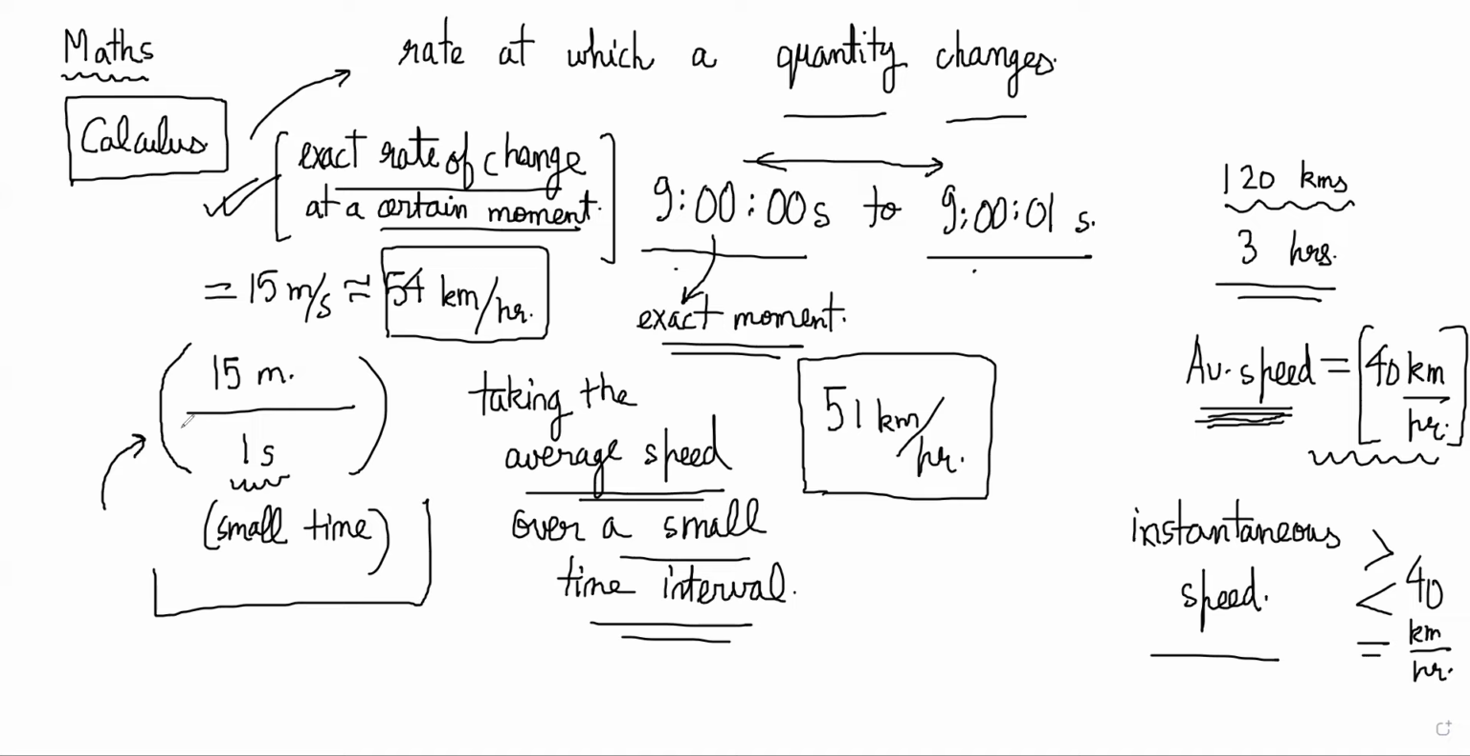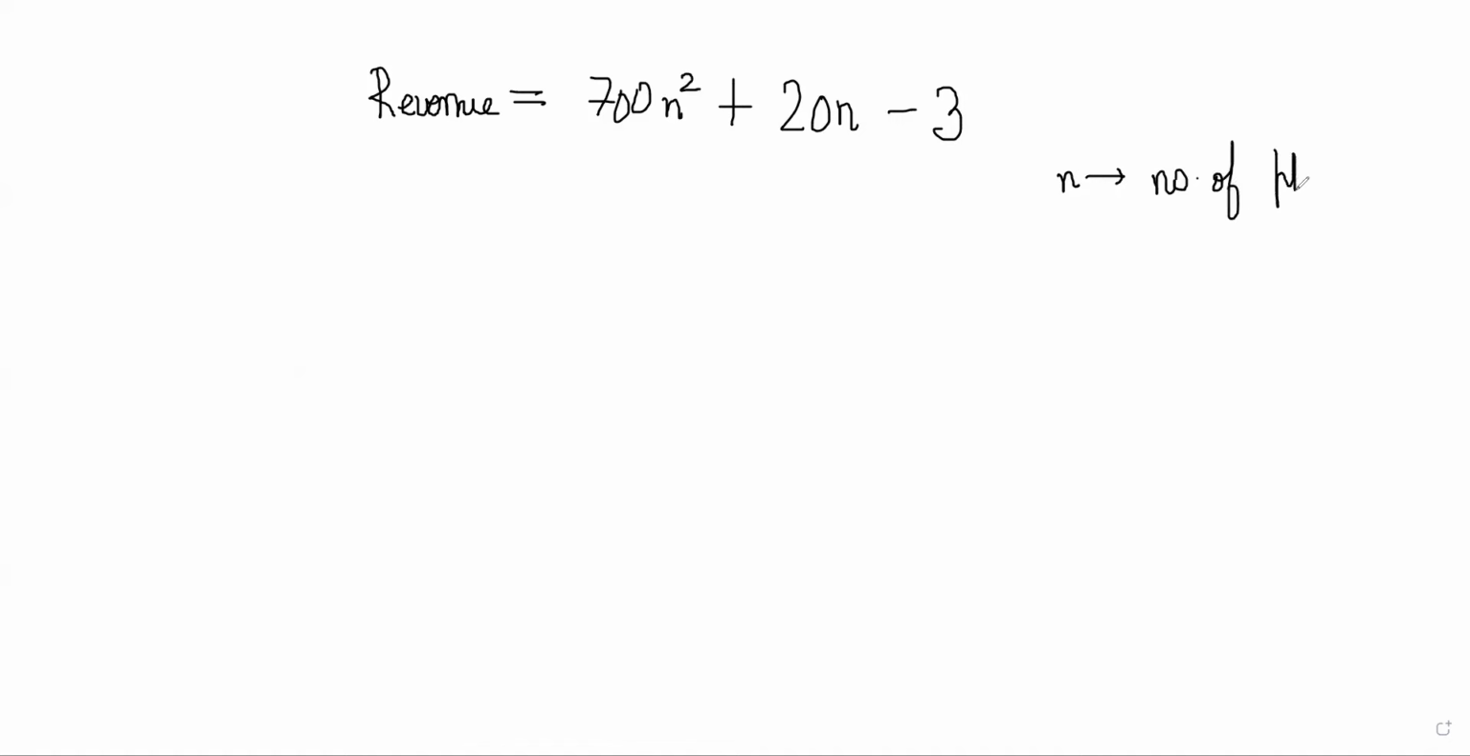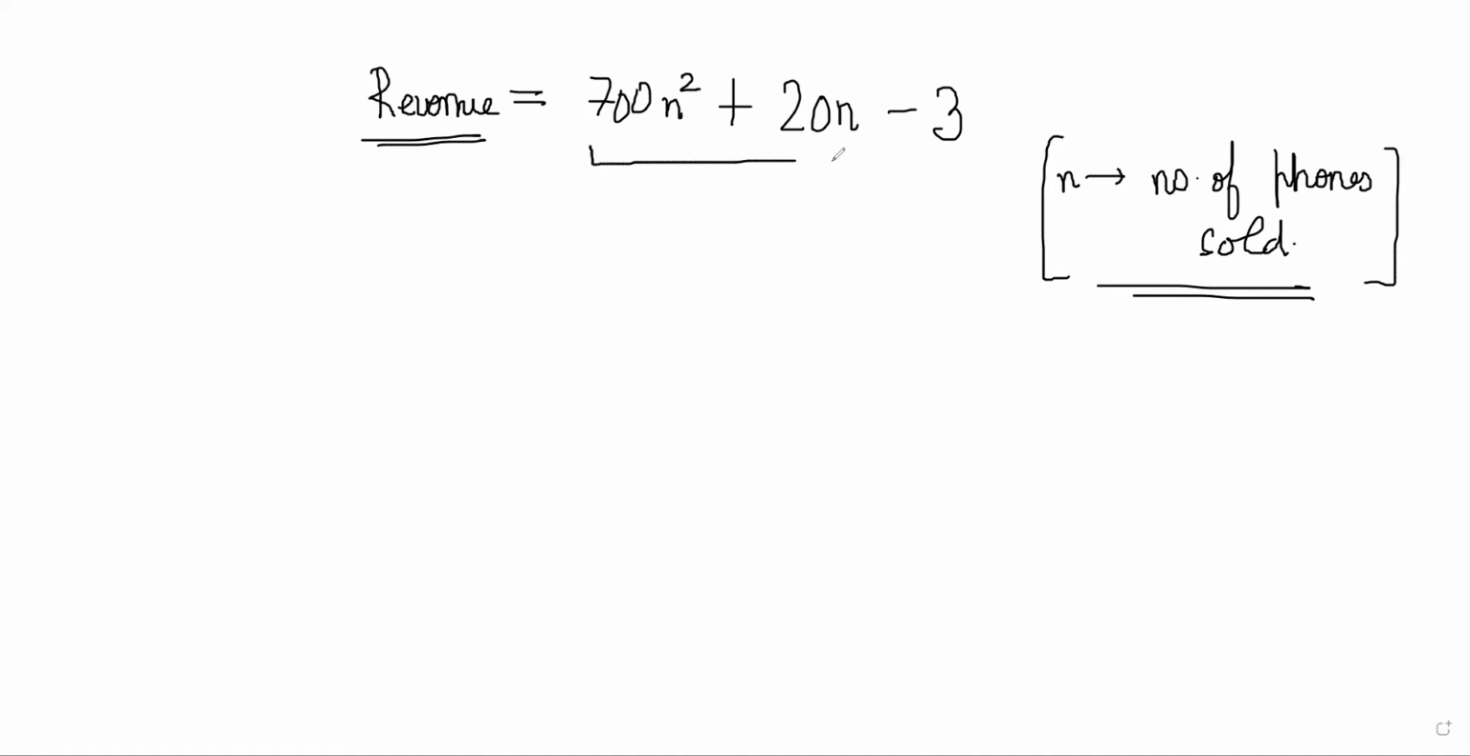For example, let's say we have a situation like this. Let's say the company was making some phones, and the money that it was making, which is known as revenue, the revenue was equal to 700n² + 20n − 3, where n is the number of phones it sold, right? Do you understand what I'm saying here? Yes, sir. This is the total money that the company was making, and it depends on the number of phones that the company is selling, right?